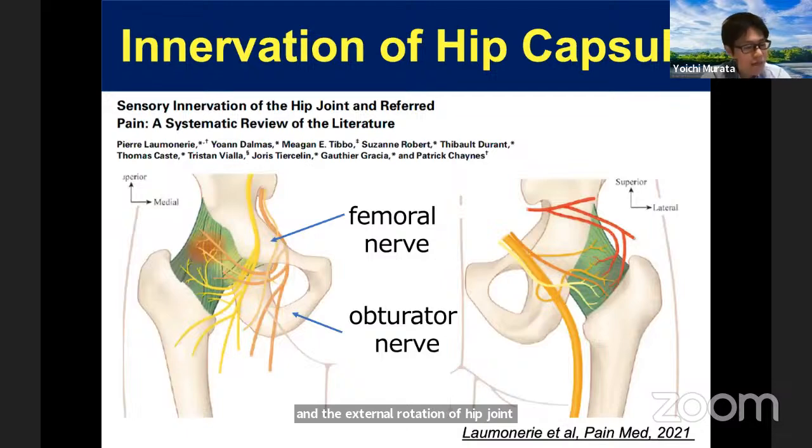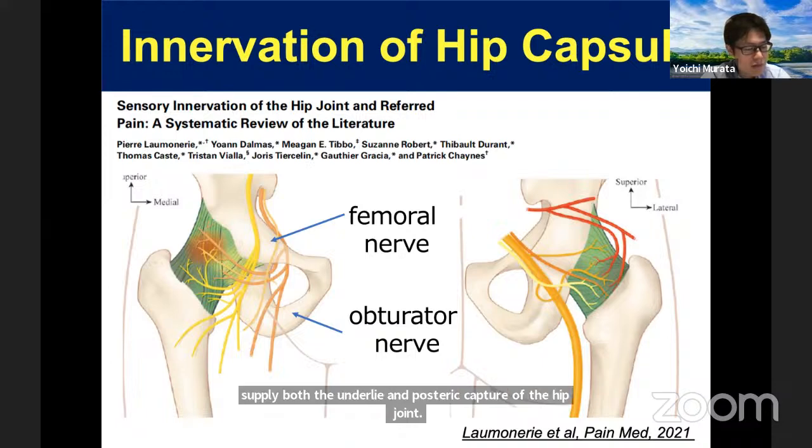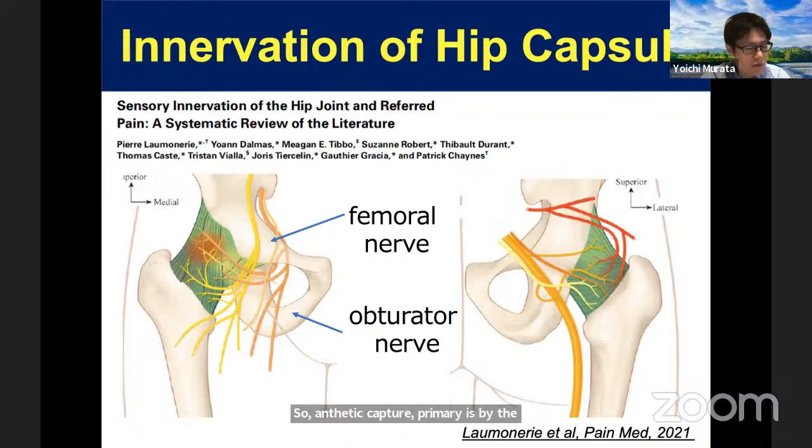The femoral and obturator nerves and the nerve to the quadratus femoris were found to consistently supply articular branches to both the anterior and posterior capsule of the hip joint. The anterior capsule, primarily supplied by the femoral and obturator nerves, and the superior labrum appear to be the primary pain generators of the hip joint, given their higher density of nociceptors and mechanoreceptors.